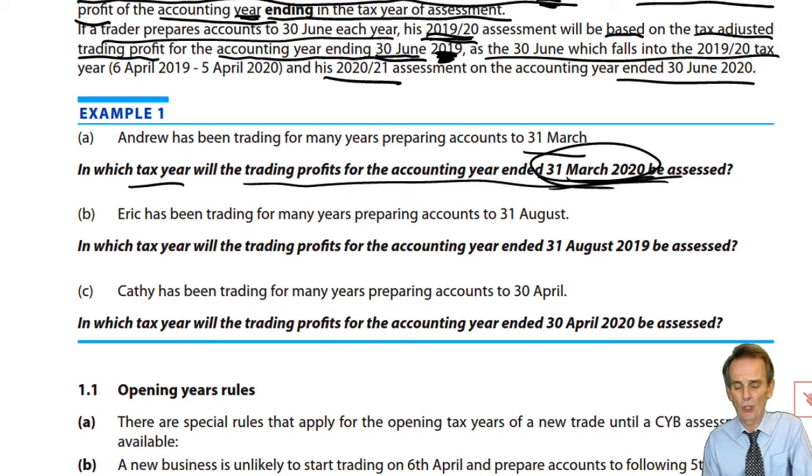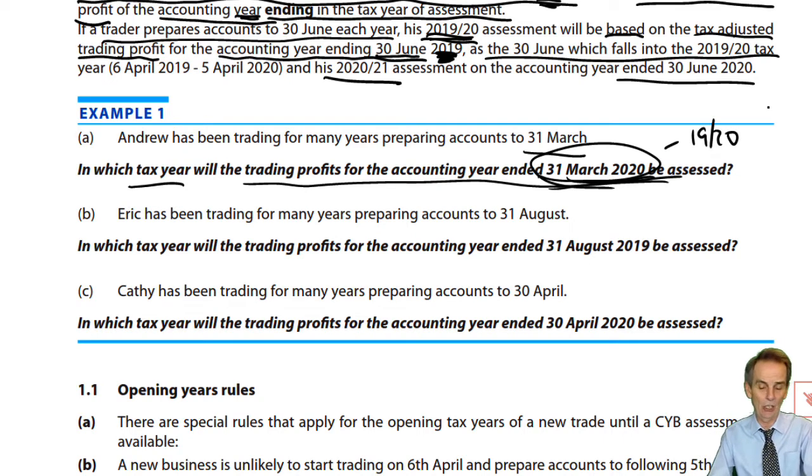Well, it falls just before the end of the 1920 tax year. Runs from the 6th of April 19 to the 5th of April 20. So if it is year ended 31st of March 20, that will be assessed in the 1920 tax year. That's assessed in 1920 tax year.